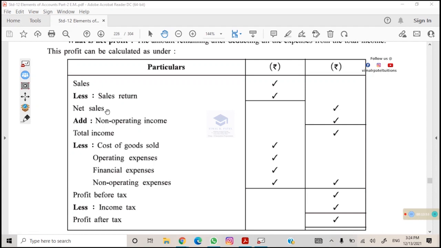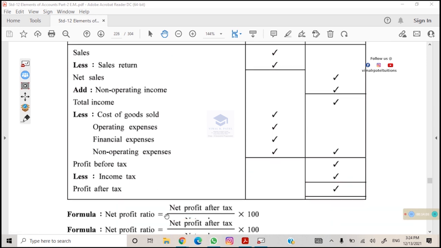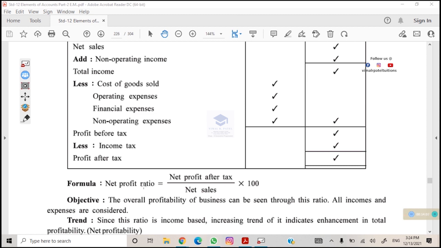Sales minus sales return gives net sales, plus non-operating income, that is total income, less cost of goods sold, operating expense, financial expense, non-operating expense, that will give you profit before tax, minus tax, that will give you profit after tax. So net profit ratio is equal to net profit after tax upon net sales into 100.